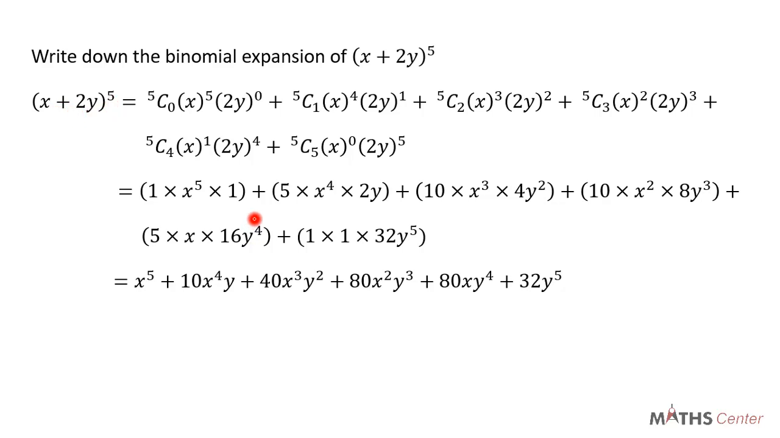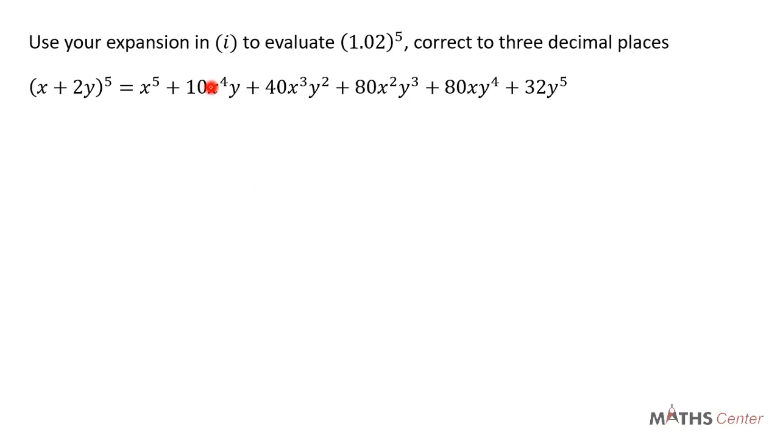Let's consider the second part of the question. It says that we should use the expansion that we just had to evaluate 1.02^5 and correct our answer to 3 decimal places. To do that, we are going to compare 1.02^5 to (x + 2y)^5. When we compare, we can see that we have exponent 5 here and exponent 5 here, so we can equate the bases. So we can say that x + 2y is equal to 1.02.